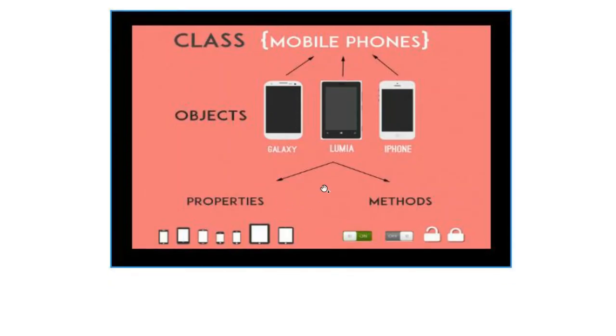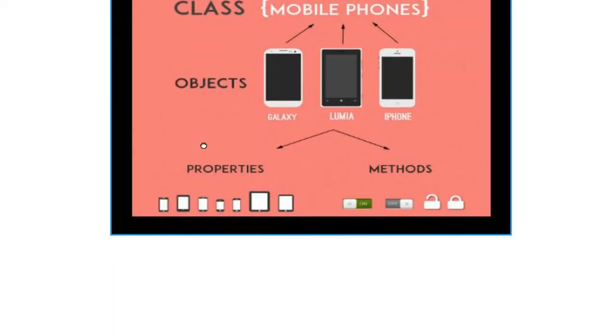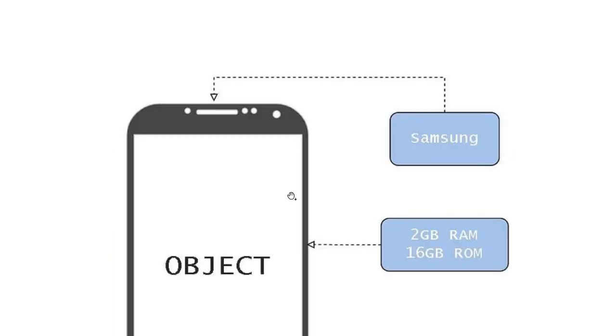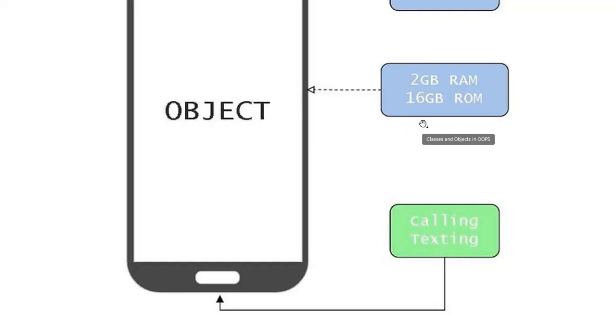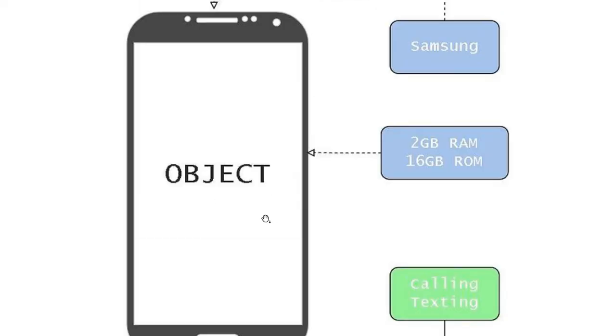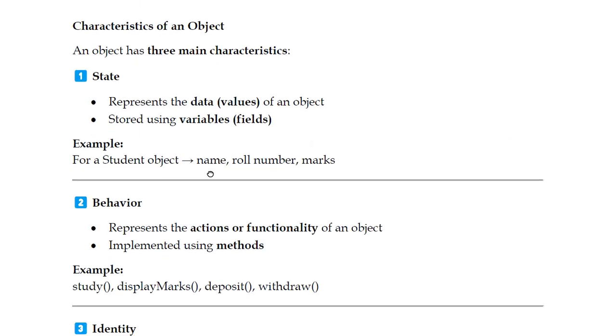So then, objects have properties and methods. If I'm taking the Galaxy mobile phone, the processor, RAM, camera quality, these are the properties. Data members means these are the properties. Methods are make a call, send an SMS, capture an image, play games. All these things come under the methods, the behavior. If you're taking the Samsung mobile as an object, the data members are 2 GB RAM, 16 GB ROM, and calling, texting, all these things come under the methods. This RAM, ROM and all come under the data members. So compared to the previous theory, now you can easily understand.